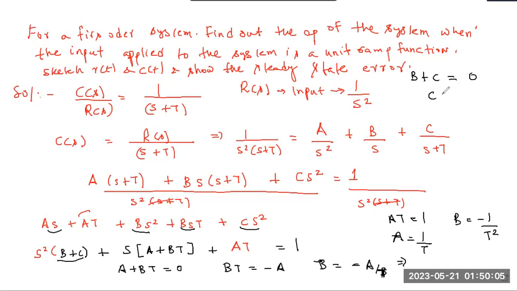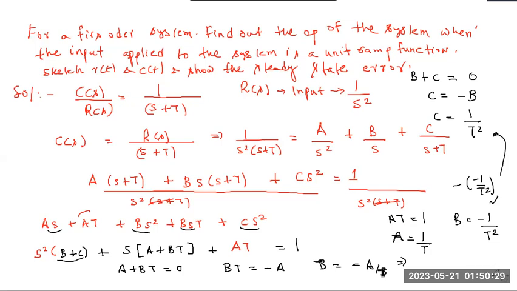Directly, I can write the value c is equal to minus b. Already I have got the value for b. So the c value would be equal to minus of minus 1 by t square, which is nothing but plus 1 by t square. So I got these terms over here. Now what I have to do is substitute these terms. So you have got this term.